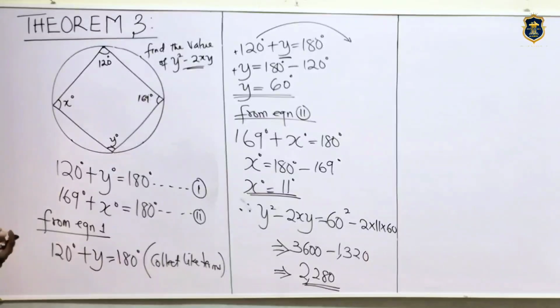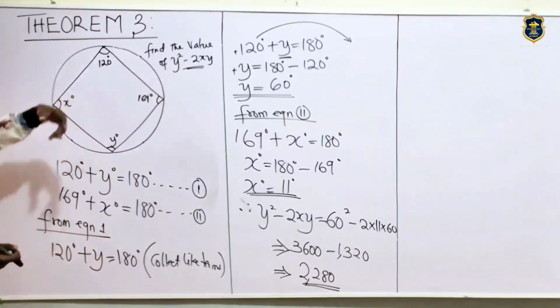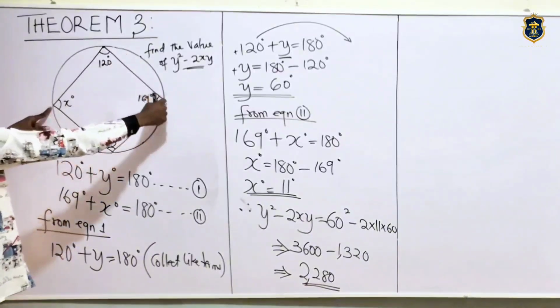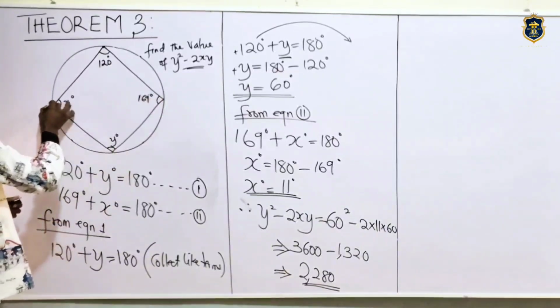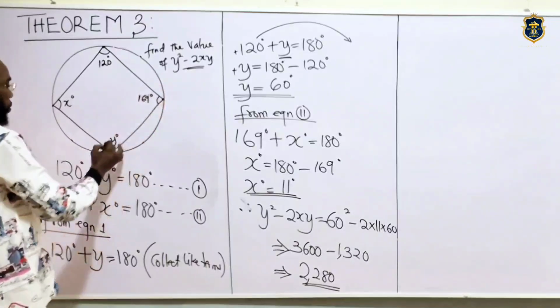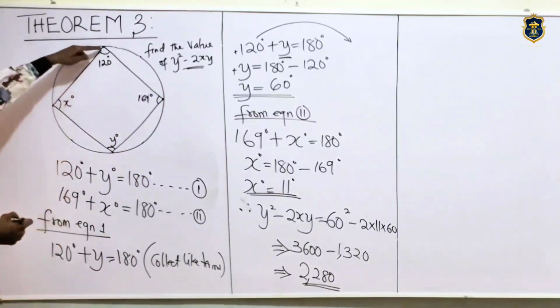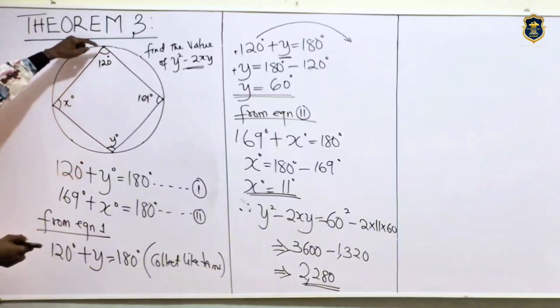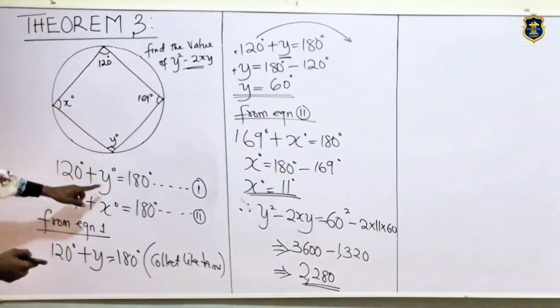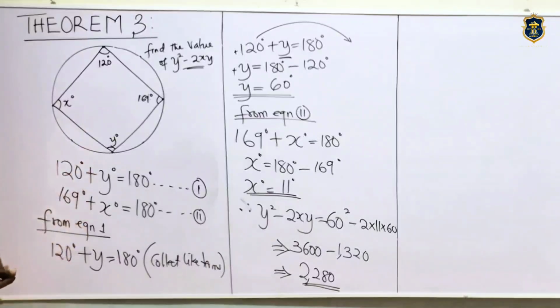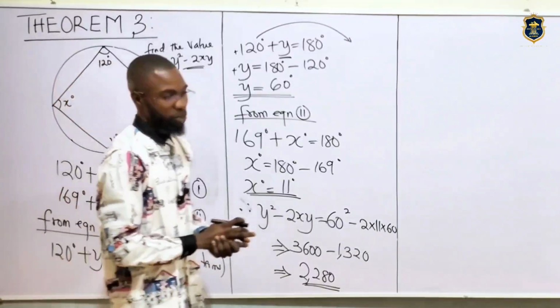Question says we should find the value of y squared minus 2xy, right? If we have this on the board. And I just taught you in theorem 3 that if you see that the four points are touching the circumference of the circle, what does that mean? It means that the diagonal angles, 120 plus y, will give us 180. Also here plus here will give us 180. And if you solve that, you will see how we got the answer to this question.